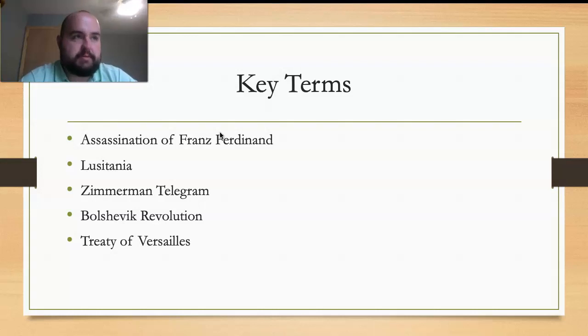First, as you might imagine, we're going to look at the assassination of Franz Ferdinand. We'll look at the Lusitania. We'll look at the Zimmermann Telegram. We'll look at the Bolshevik Revolution. And we'll look at the Treaty of Versailles to wrap things up.